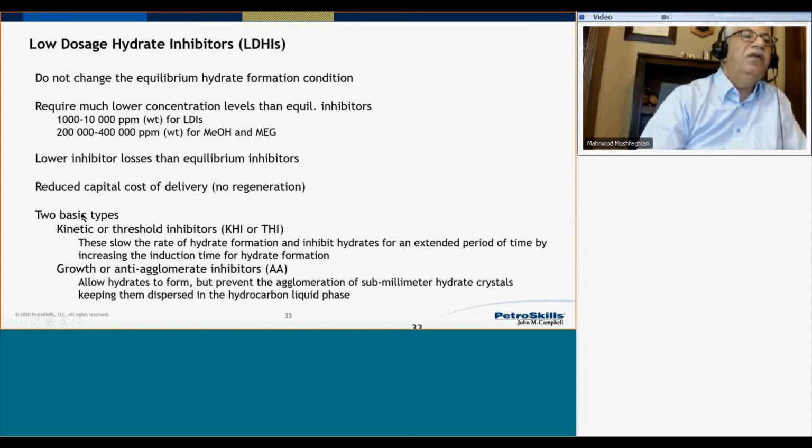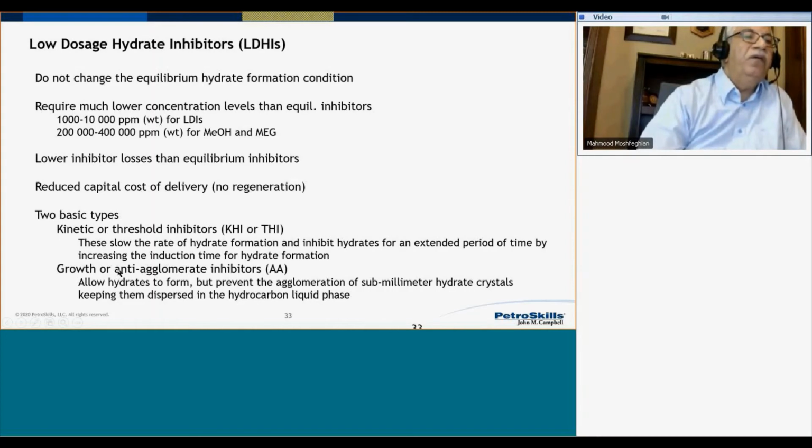We mentioned there are two basic types, kinetic inhibitor or threshold inhibitor, KHI or THI, sometimes they call it, which stands for threshold hydrate inhibitor. As we mentioned, they slow down the rate of hydrate formation because hydrate formation is a crystal formation, a kinetic process, so it delays the hydrate formation and extends the period of time by increasing the induction time for hydrate formation, which is at crystal or lattice.